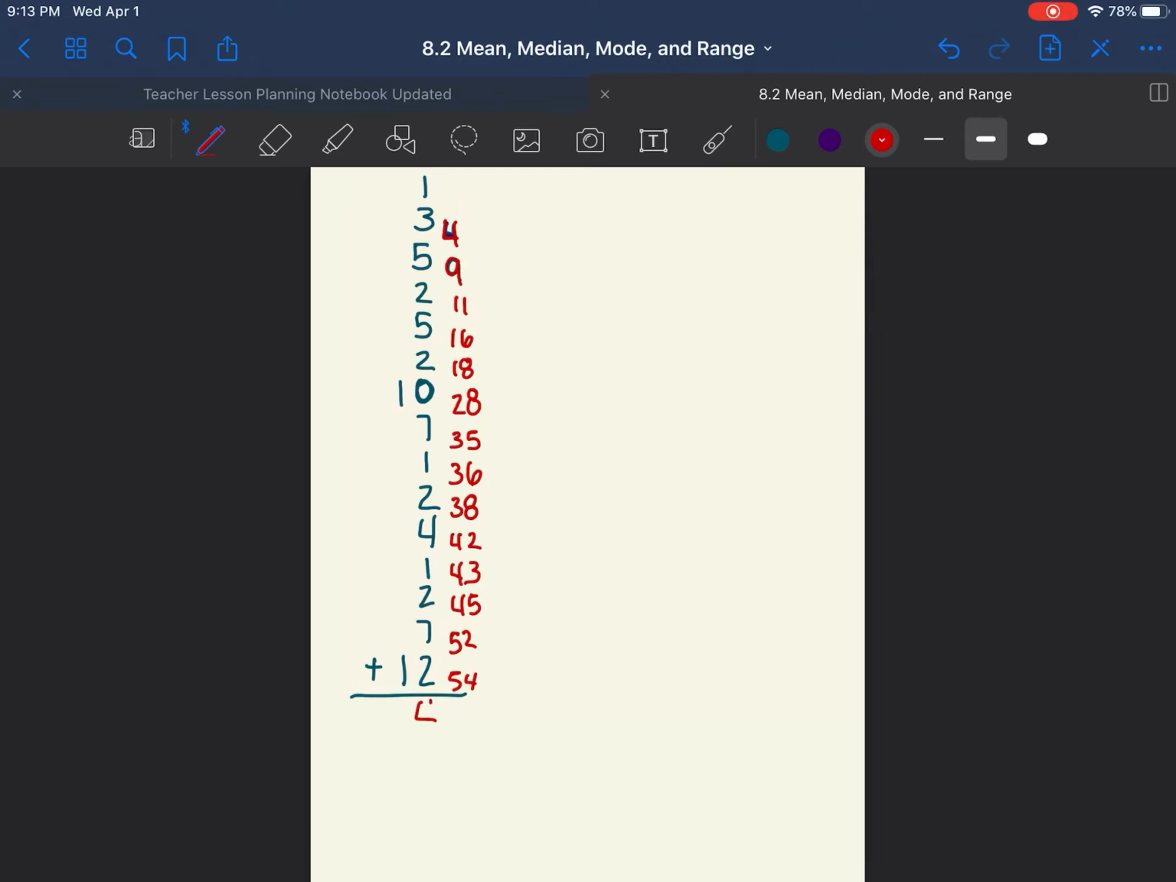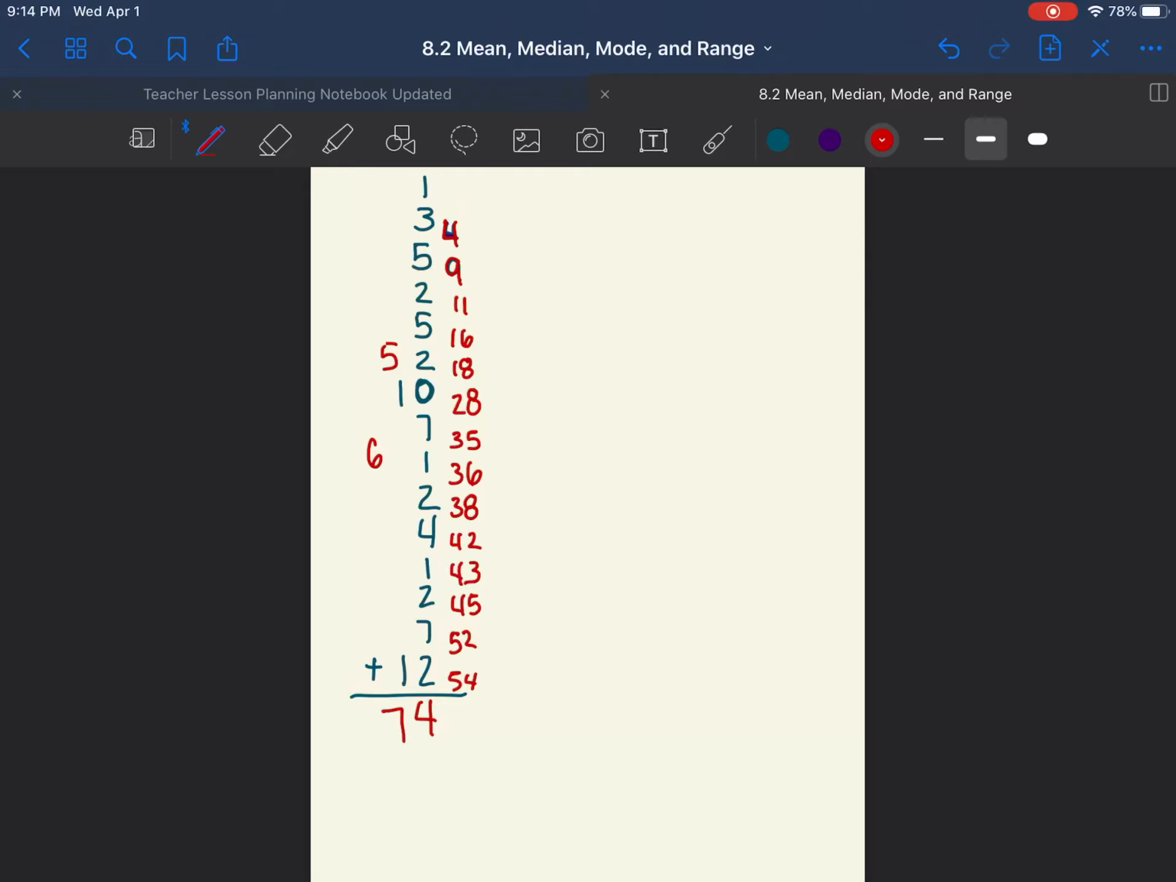So I'm going to write my 4 in my ones place. I'm going to carry my 5 over here. And now I can add 5 plus 1, which is 6. 6 plus 1, which is 7. So I get 74 as my final answer.